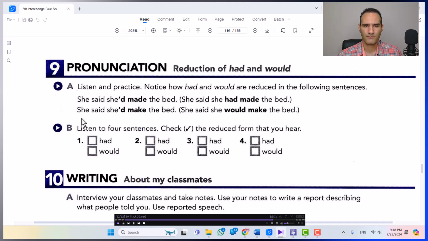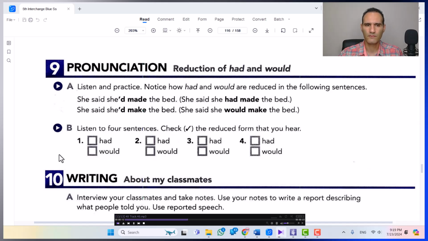She said she'd make the bed. This is would because of the simple form of the verb. This is a past participle, so it's had. This is the way to recognize. Now, part B, you tell me if it is had or would.